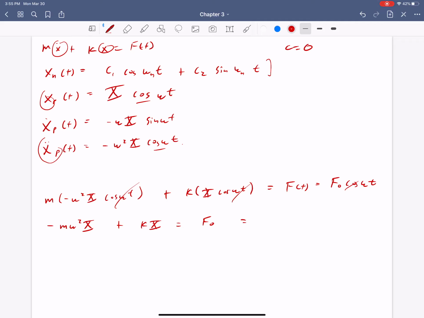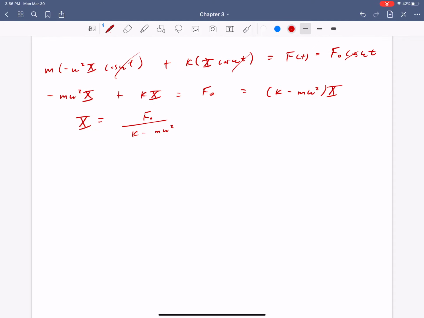We can group our X's together, so that's k minus m omega squared times X. Solving for X, X is equal to F0 divided by k minus m omega squared. So now we have the particular solution equal to X cosine omega t, and we've solved for X: F0 over k minus m omega squared, times cosine omega t.